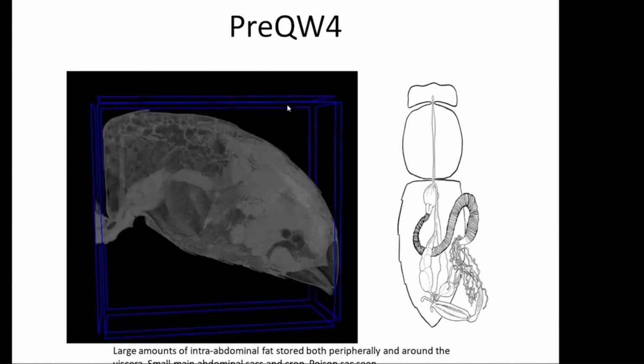This is another pre-hibernation queen. Again, lots of this low attenuation fat. There's the crop and the very first part of the midgut, the ventriculus. The other structure I'd like to point out is this black question mark, which is actually the poison or venom gland full of low attenuation material. It's actually lower even than that of fat.